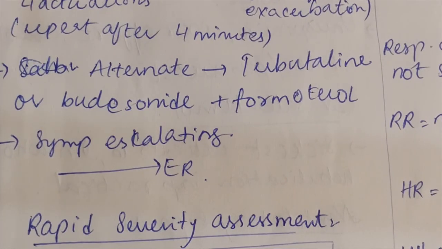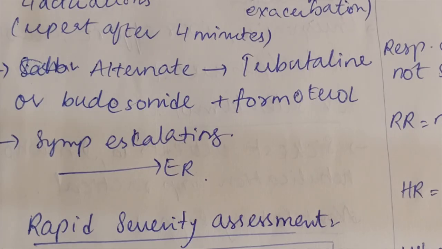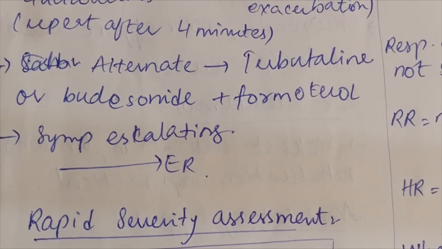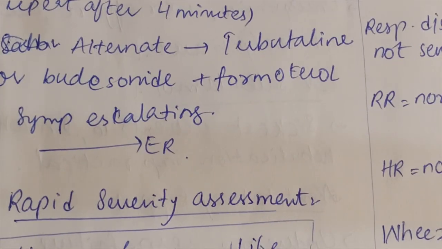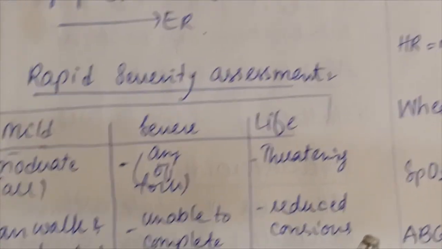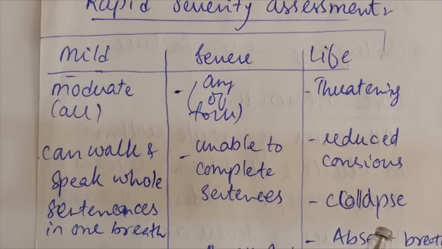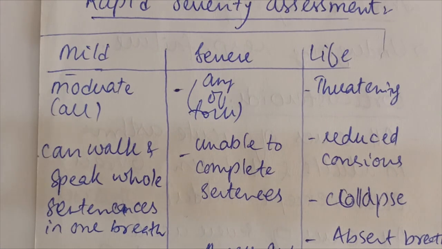If the symptoms are escalating despite the salbutamol, we are going to refer the patient to the ER, or he should go to the ER. When the patient comes to you in the ER, we are going to first give him a rapid severity assessment. In rapid severity assessment, we check whether the patient is experiencing mild symptoms of exacerbation, severe asthma exacerbation, or life-threatening exacerbation.